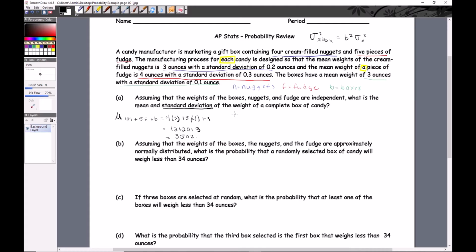I'm going to start out with variance, so I'm going to convert this standard deviation into variance. And let's label it the same way we had it. So this would be the variance of 4N plus 5F plus B. All right. Well, here is one nugget. It's 0.2 squared. And really that's just going to be 1 in front of this, so I'll just put a 1 here. And that's squared too, which is just 1, so I'm not going to change that. So it will be consistent with this formula up here.